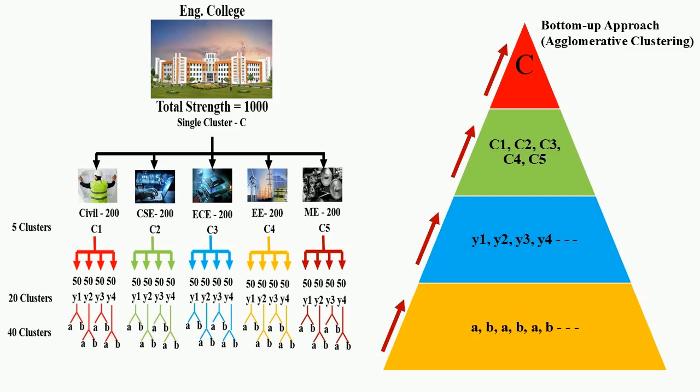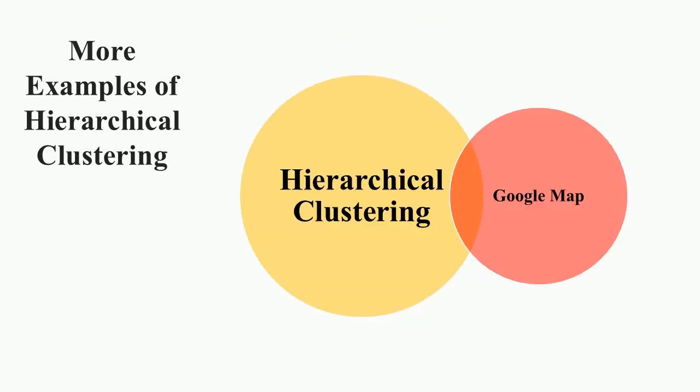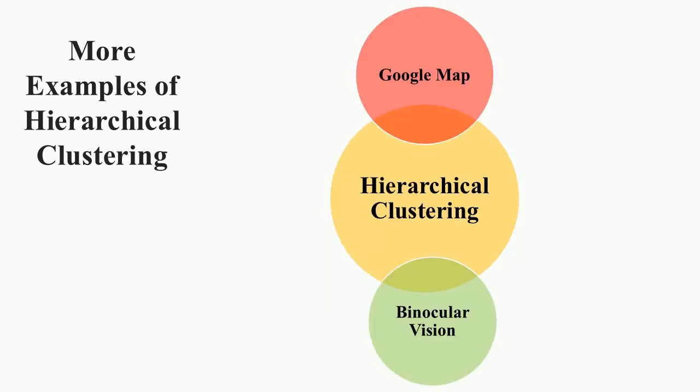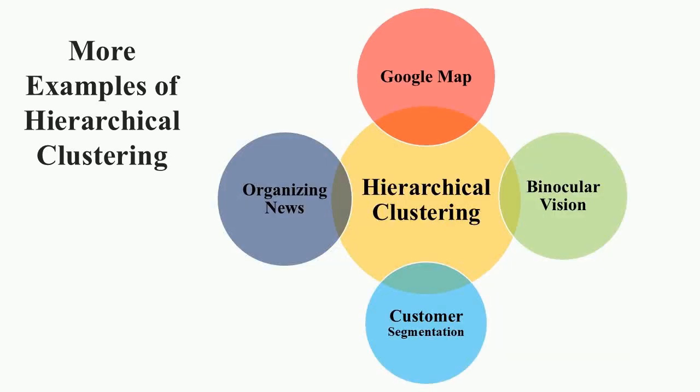This is the bottom-up approach. Let's have a few examples of hierarchical clustering. Very firstly, Google Maps. When we zoom in or zoom out, the buildings or nearby areas appear closer or farther. Secondly, binocular vision. This is the same as Google Maps. When we focus the binoculars, we get a closer view of the scene, and vice versa. Thirdly, customer segmentation with respect to a particular segment. And lastly, news organizing in respective categories.